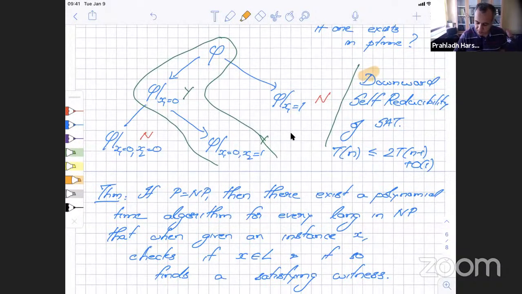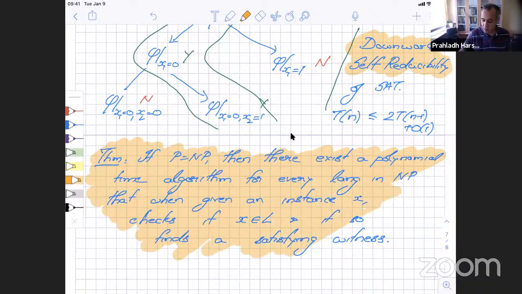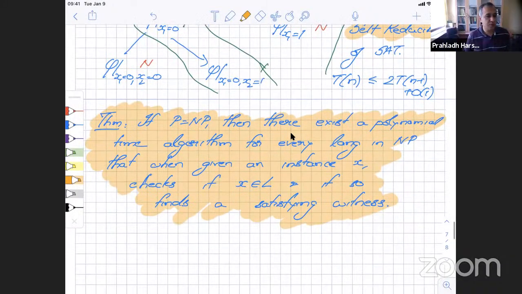And by the way, the fact that SAT has downward self-reducibility is a very useful concept. If you started doing the problem set, you would already need this for a couple of problems. And it's downward self-reducibility of SAT which lets you go from the decision version to the search version. Any other questions?